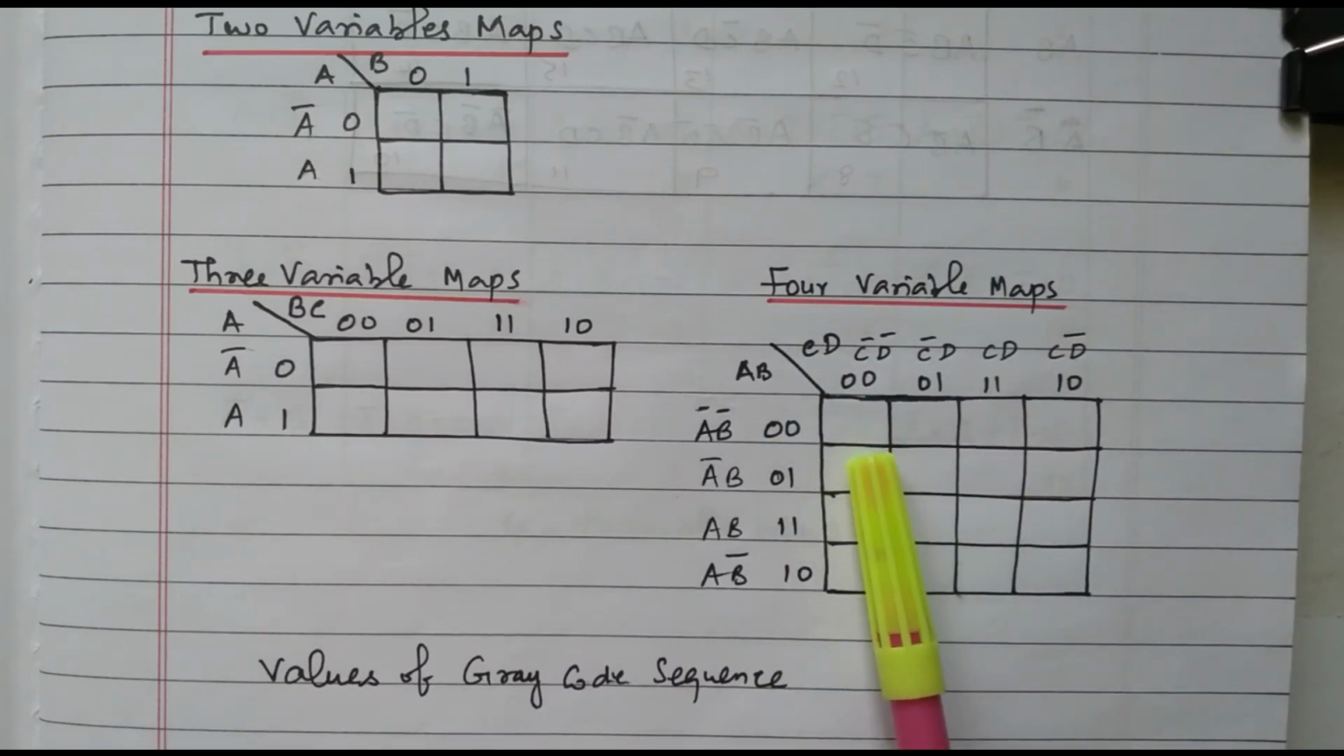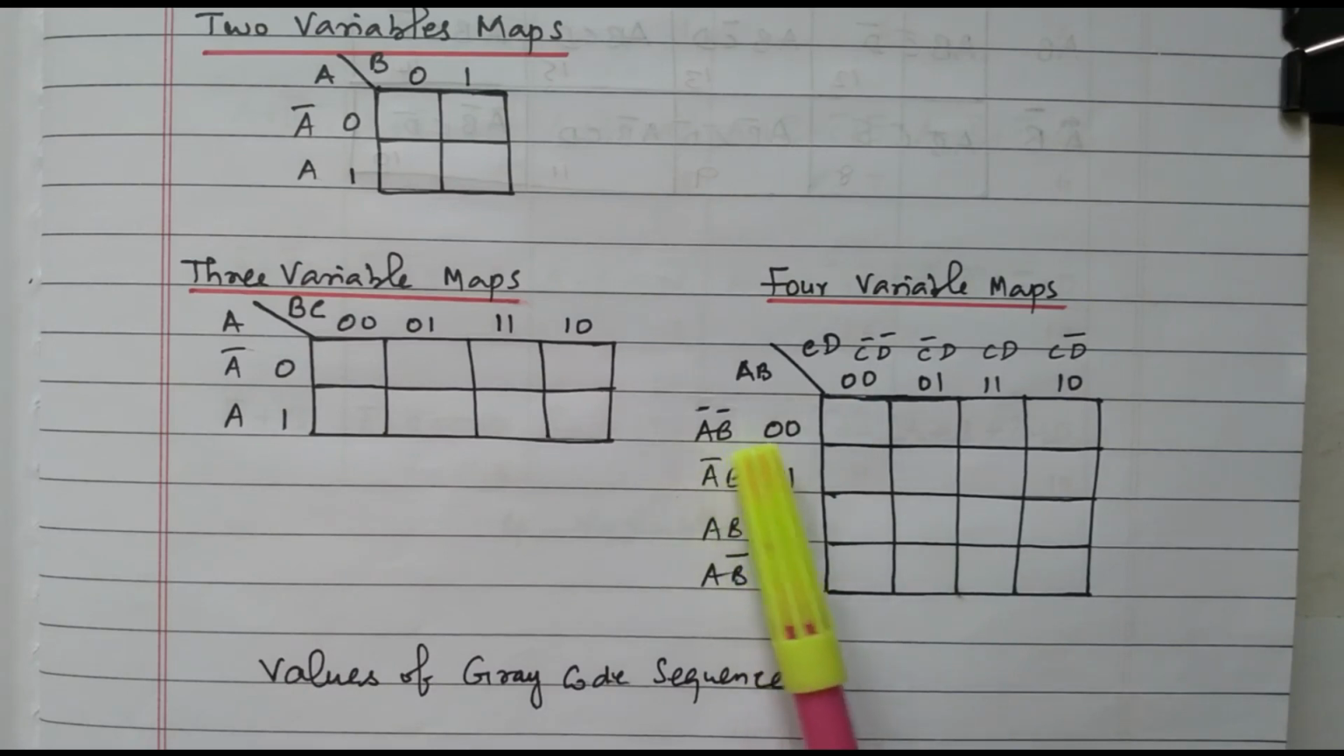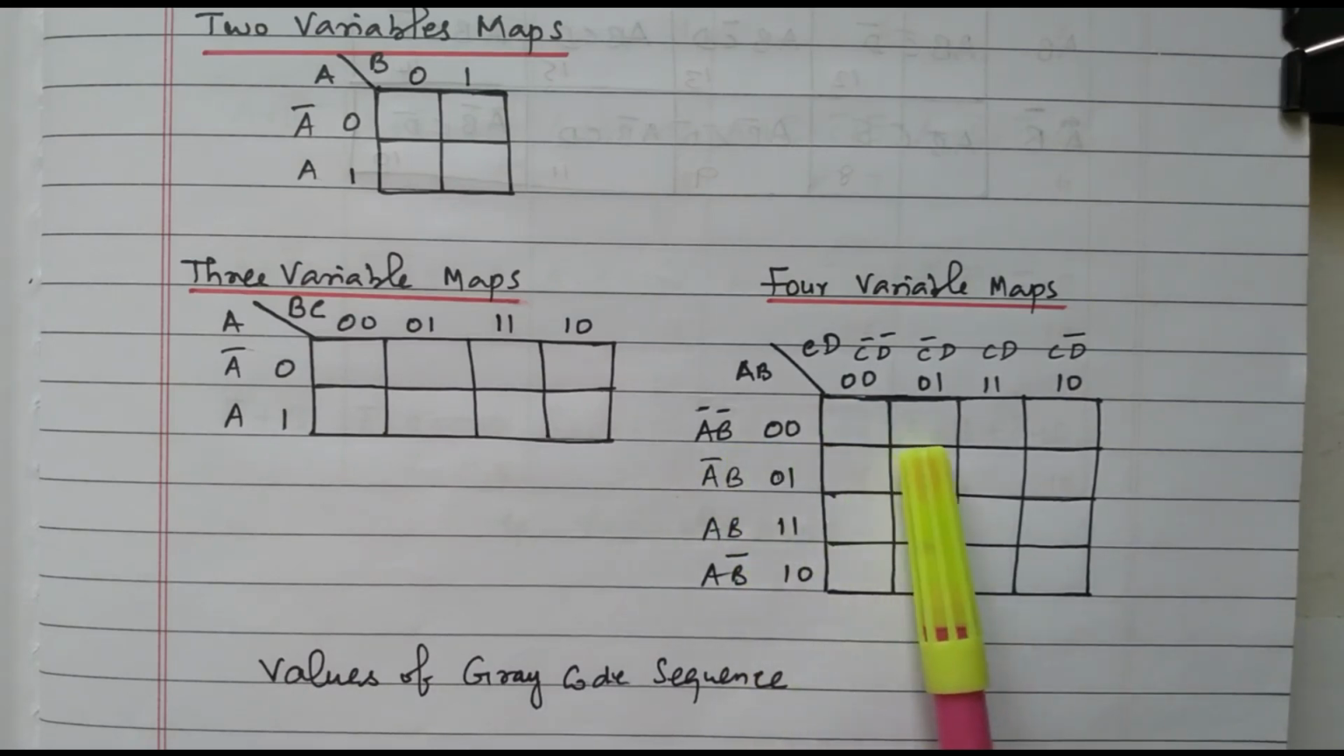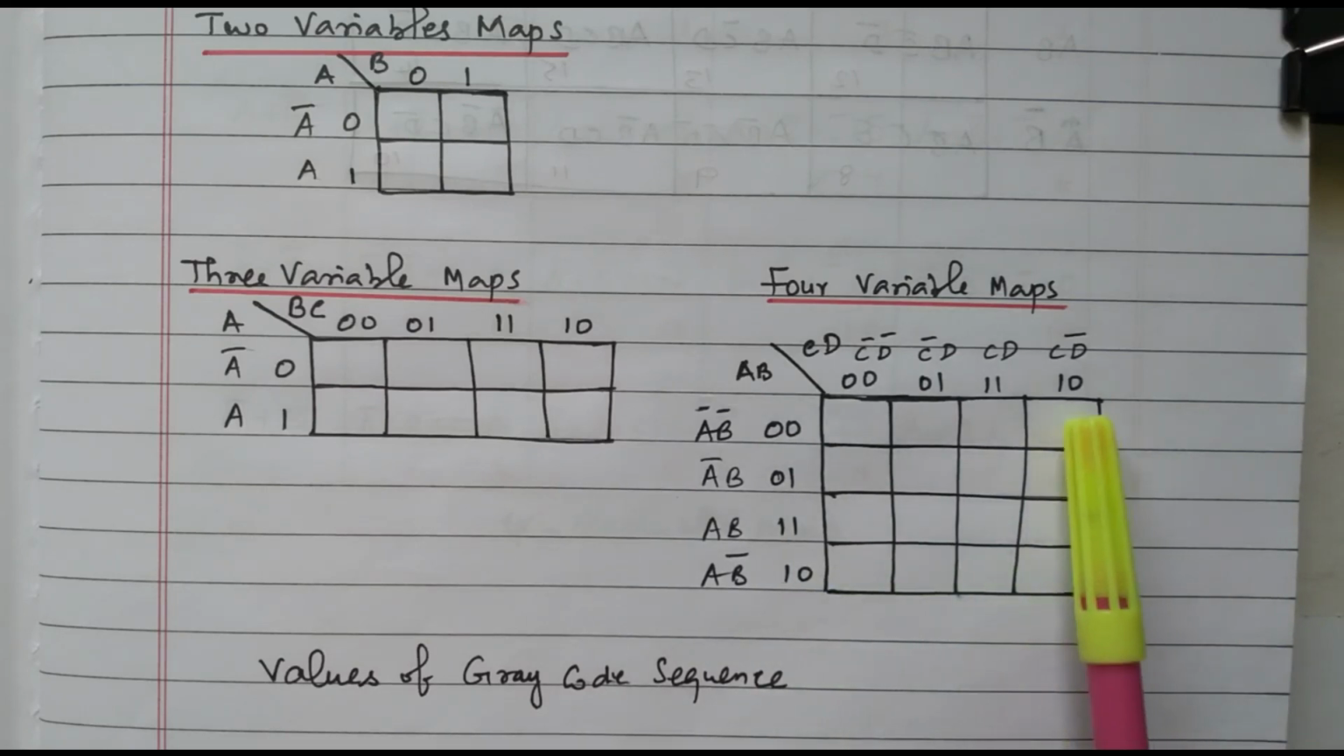Right. So, first one is nothing but 0, 0, 0, 0, means A bar, B bar, C bar, D bar. Second one, 0, 0, 0, 1. These two zeros and 0, 1. That means A bar, B bar, C bar and D. Like that we can represent. For example, if you consider this, it is 1, 0, 1, 0. 1, 0, 1, 0 means A, B bar, C, D bar. This cell is nothing but A, B bar, C, D bar.